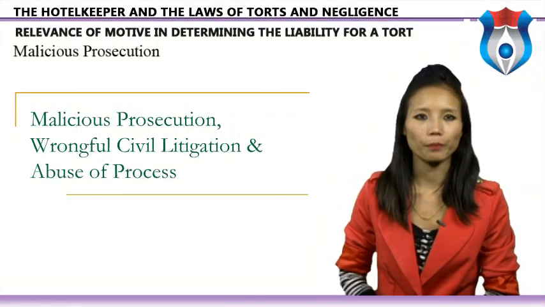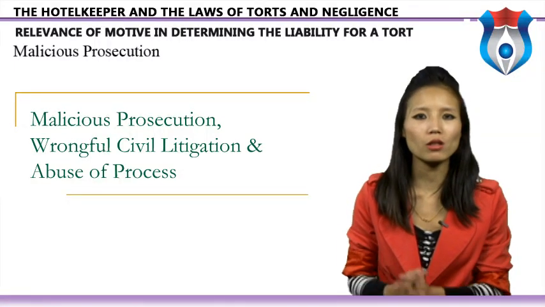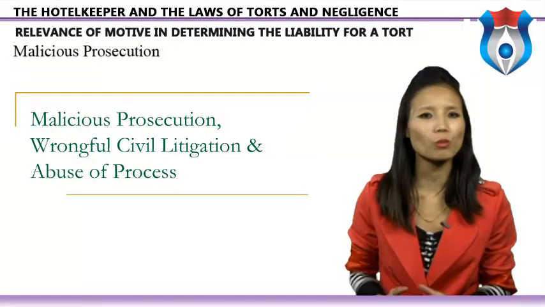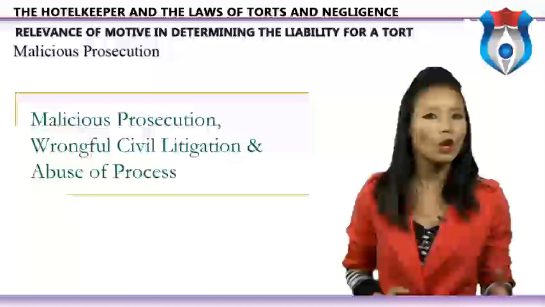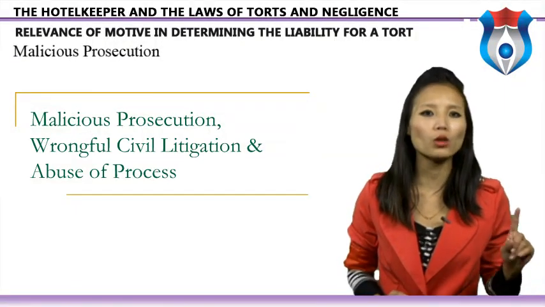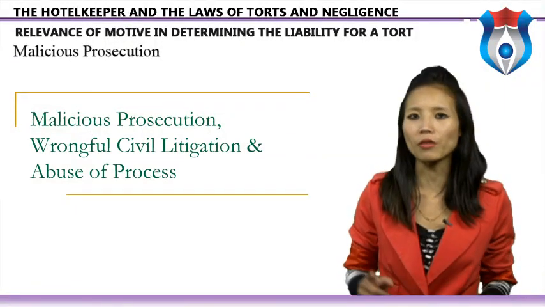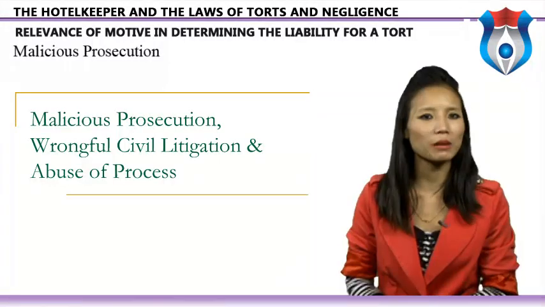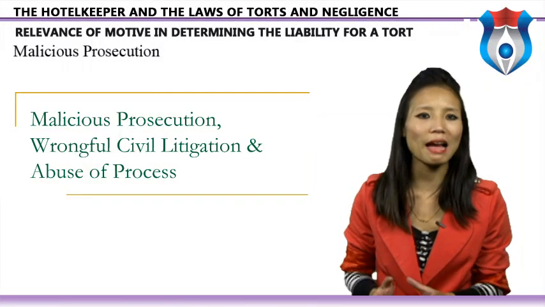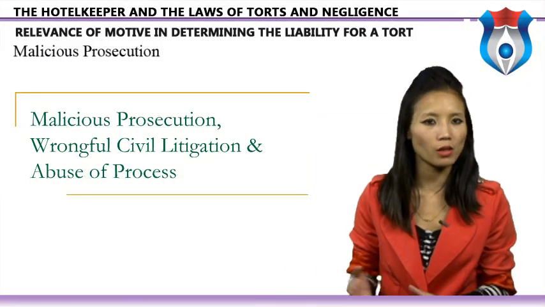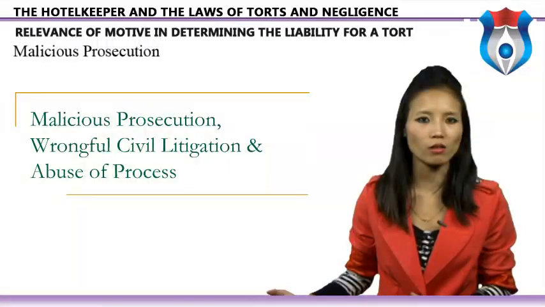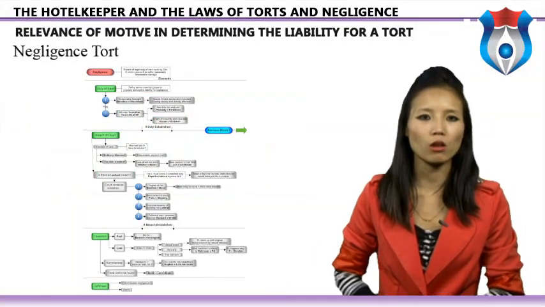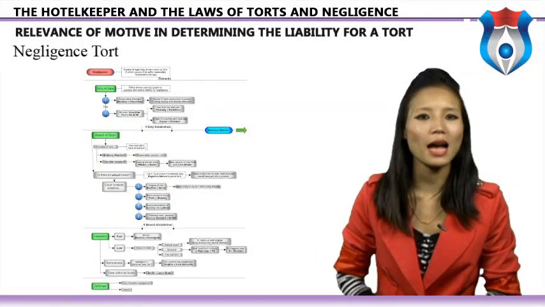Malicious prosecution. Malicious prosecution is the act of causing someone to be prosecuted for a criminal act, knowing that there was no probable cause to believe that the plaintiff committed the crime. The plaintiff must show that the defendant acted with malice or with some purpose other than bringing the guilty to justice. Negligence tort. Negligence in tort has several meanings.